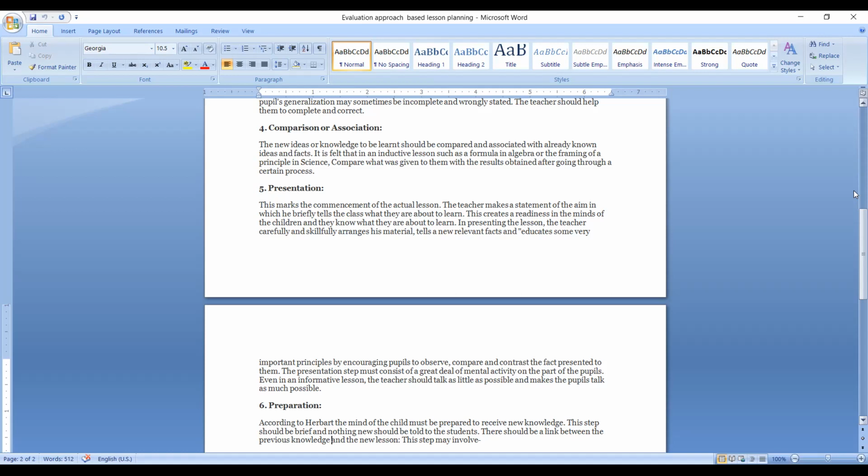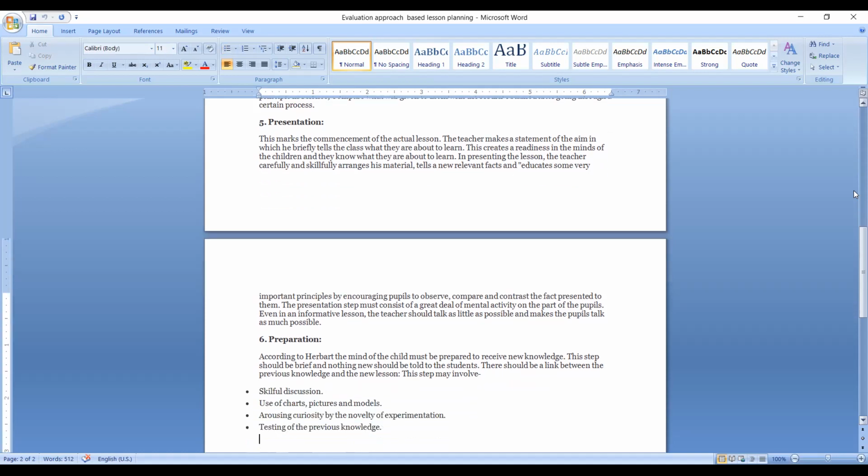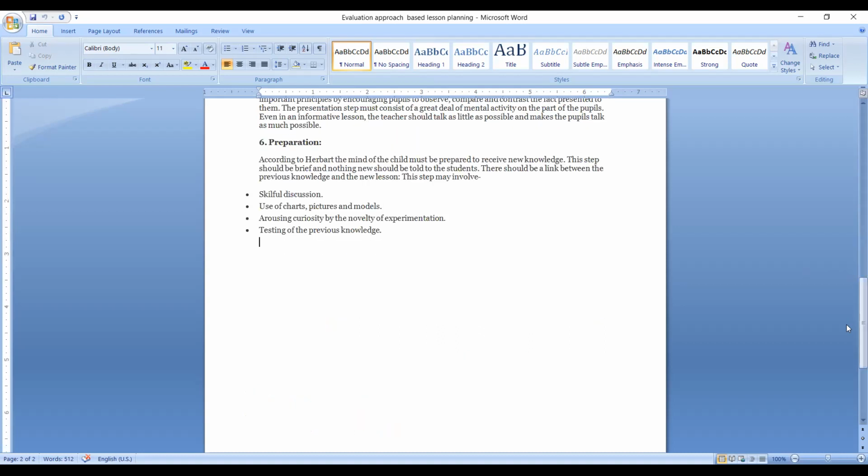Then the preparation part. According to Herbart, the mind of the child must be prepared to receive new knowledge. This step should be brief and nothing new should be told to students. There should be a link between the previous knowledge and the new lesson. The steps may involve skillful discussion, use of charts, pictures, models, arousing curiosity by the novelty of experimentation, and testing of previous knowledge. These are the important things a teacher must take care of when teaching through the evaluation based approach.